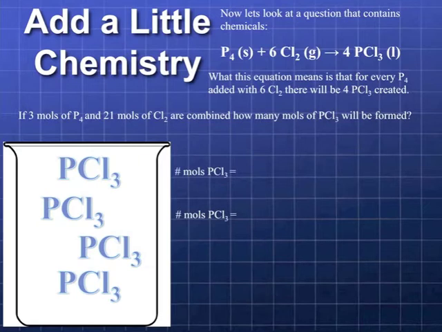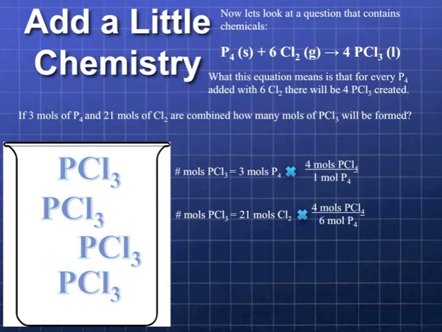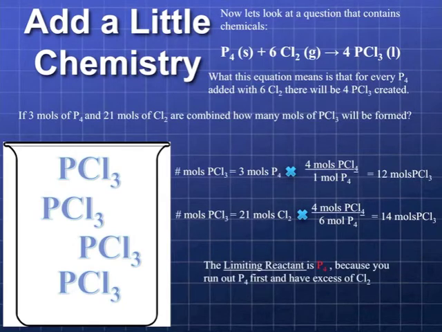So you write down what you want to know, the number of moles of PCl3, and what you're given, 3 moles and 21 moles. You multiply by the mole-to-mole ratio given to you in the chemical equation, and when you multiply across, 3 times 4 is 12, and 21 times 4 divided by 6 is 14. Because 12 is less than 14, the limiting reactant is P4, because you're going to run out of P4 first, leaving excess Cl2.